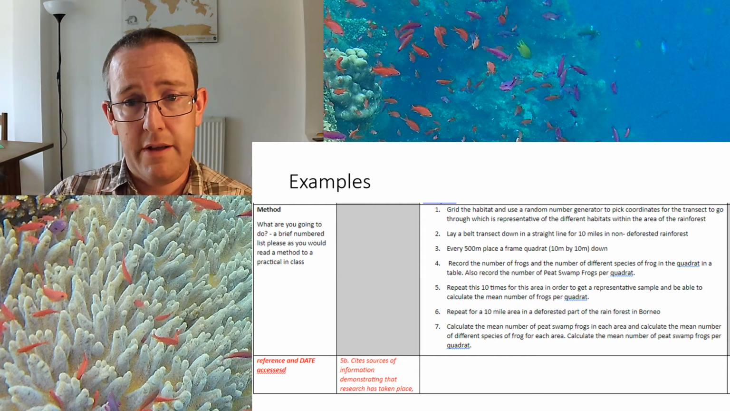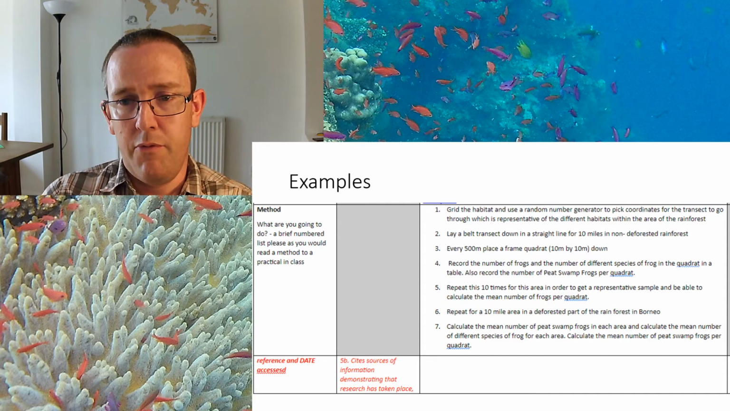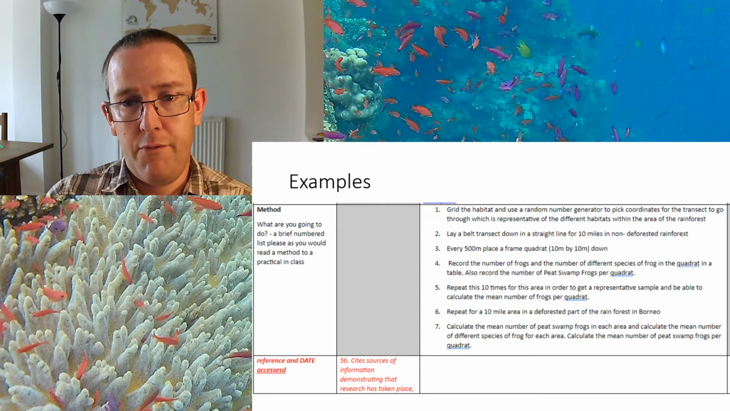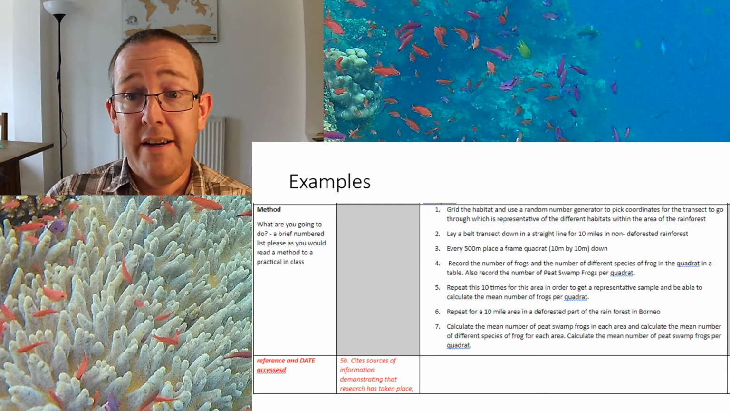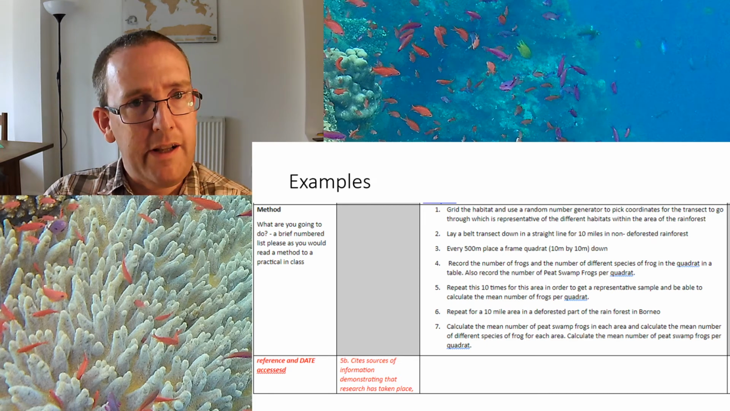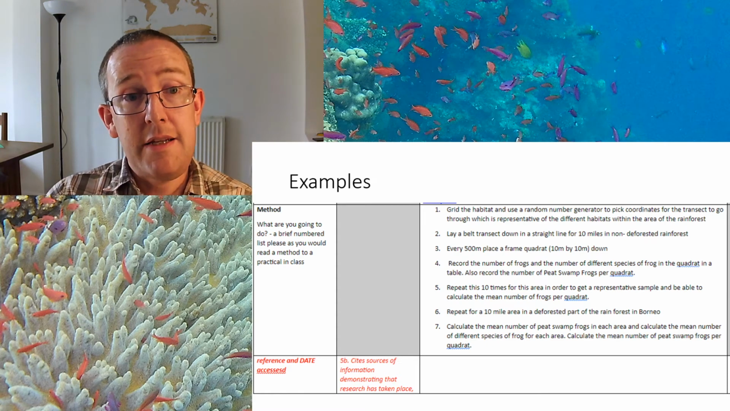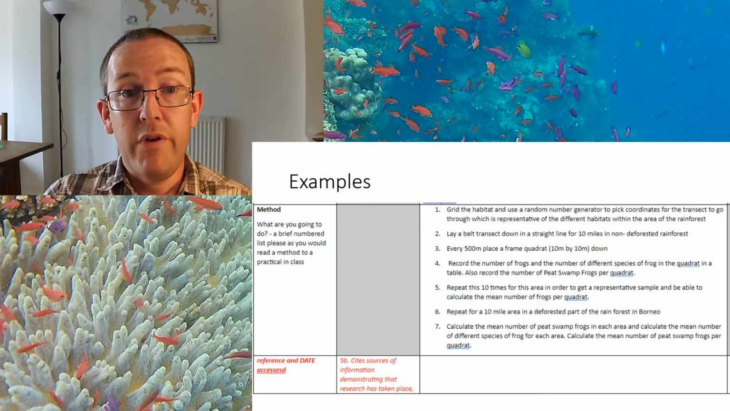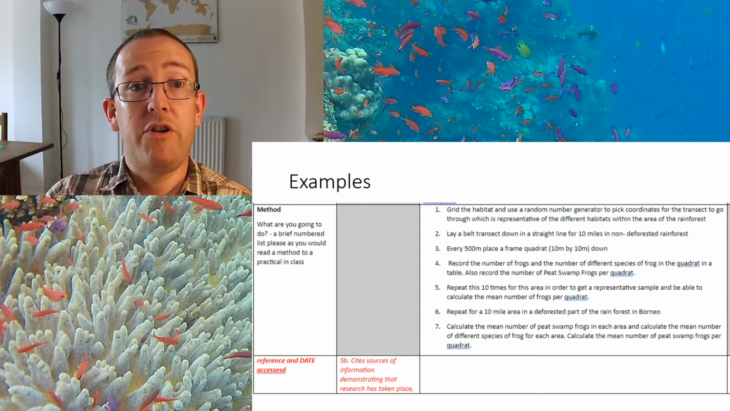I like that bit, that's good. And calculate the mean number of peat swamp frogs in each area, calculating the mean number of different species of frog in each area, and calculate the mean number of peat swamp frogs per quadrat. So there's an awful lot of calculating there. It would be easier to know what the person was going for if they were really clear about what the question is, about what they're trying to achieve.